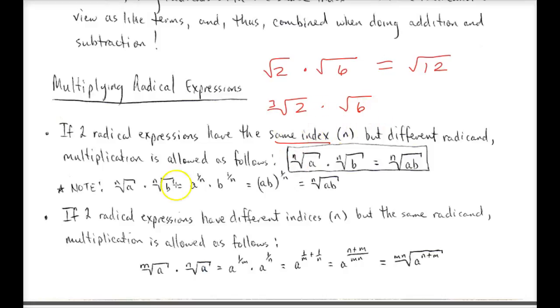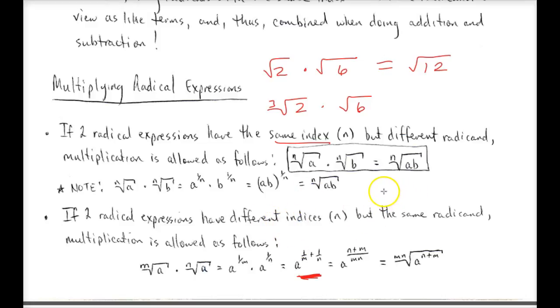So if two radical expressions have different indices, but the same radicand, then we could do multiplication. But we would have to change it into its fractional exponent form first before we do that. And so we'll see some examples with that.